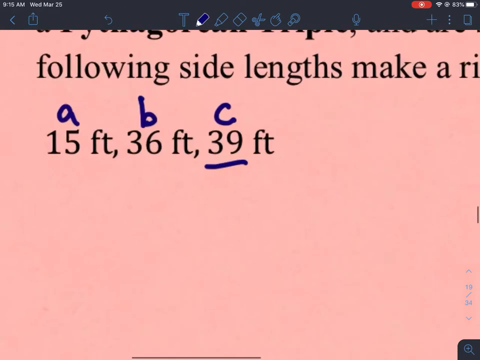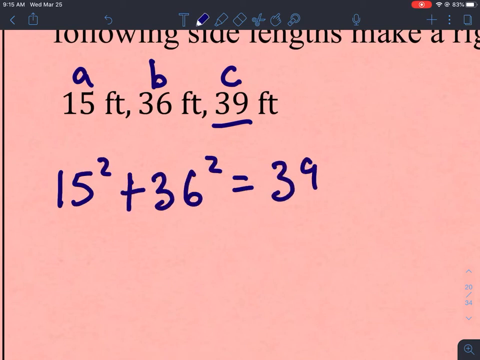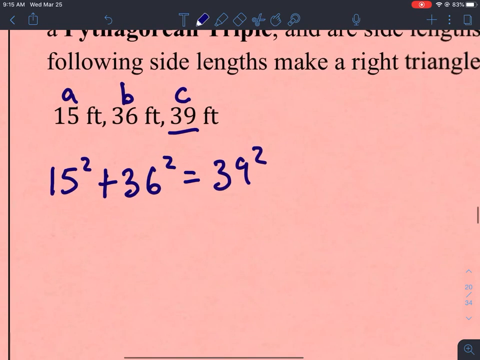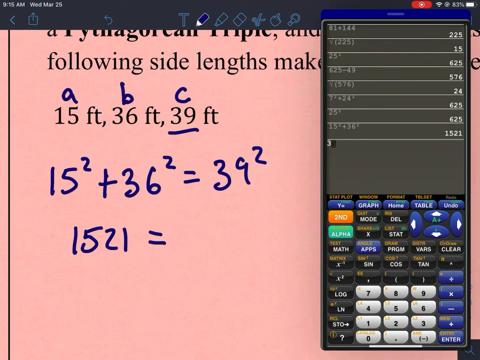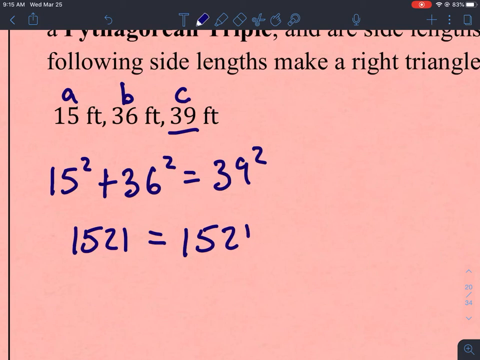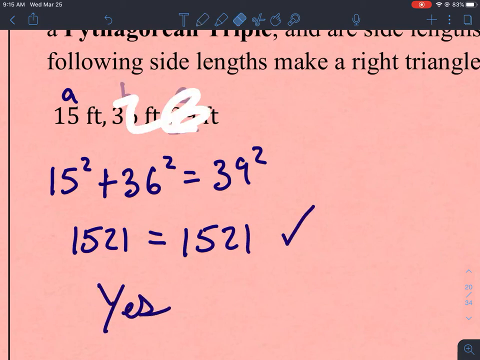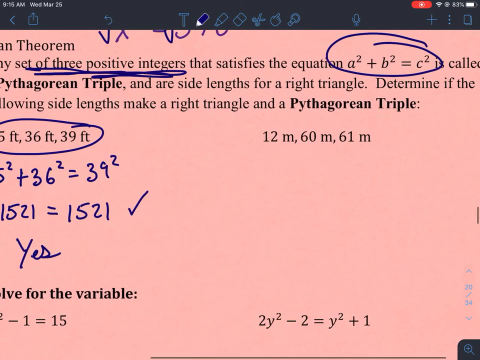So what we're doing is checking to see if 15 squared plus 36 squared equals 39 squared. And you can plug this in your calculator and see if it comes out, because 15 squared plus 36 squared is going to end up being 1521, and 39 squared is also 1521. So is this a Pythagorean triple? Yes. So if you had these side lengths of a triangle, that would be a Pythagorean triple.